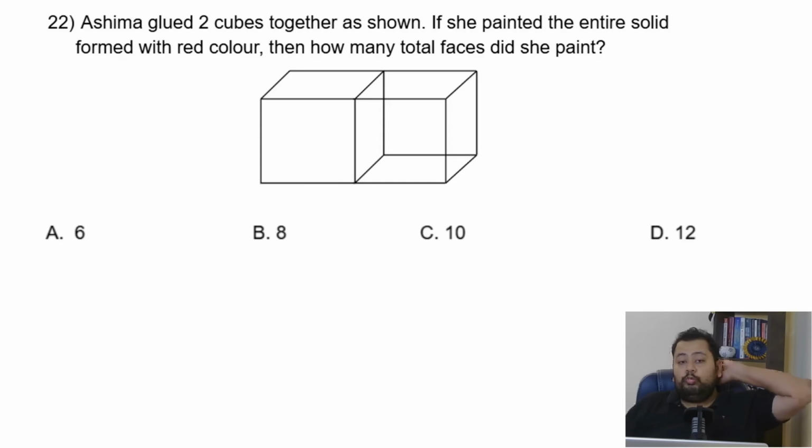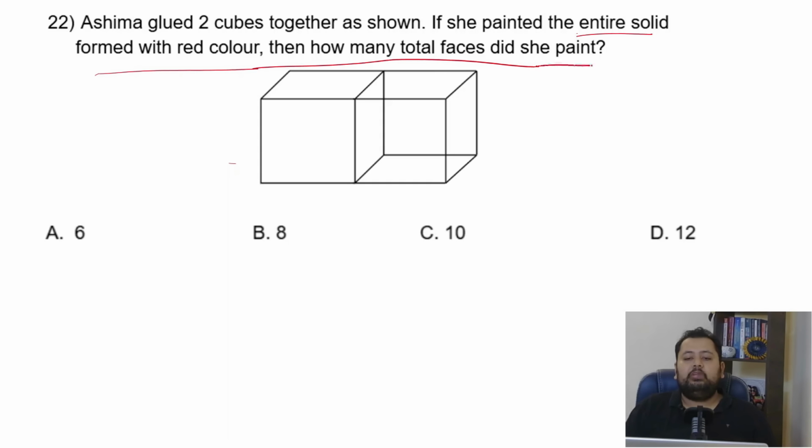Ashima glued two cubes together as shown. She glued two cubes. If she painted the entire solid formed with a red color, then how many total faces did she paint? So she glued two cubes, right? Two cubes being glued will create what? And then how many faces will it have? That is what you have to find out.